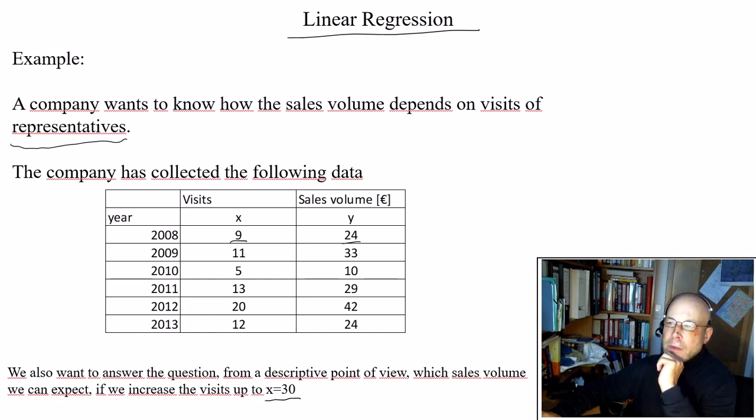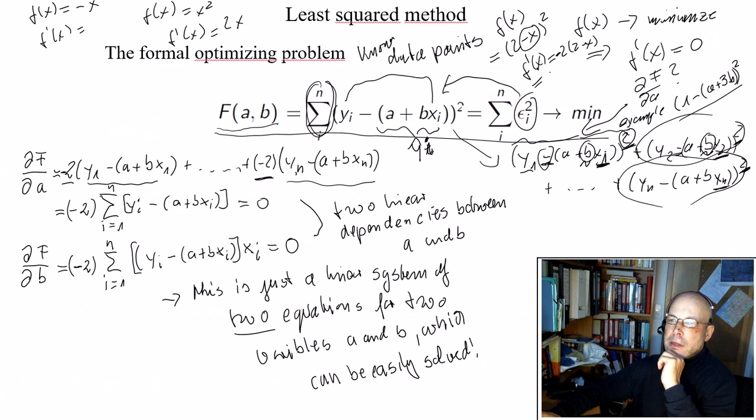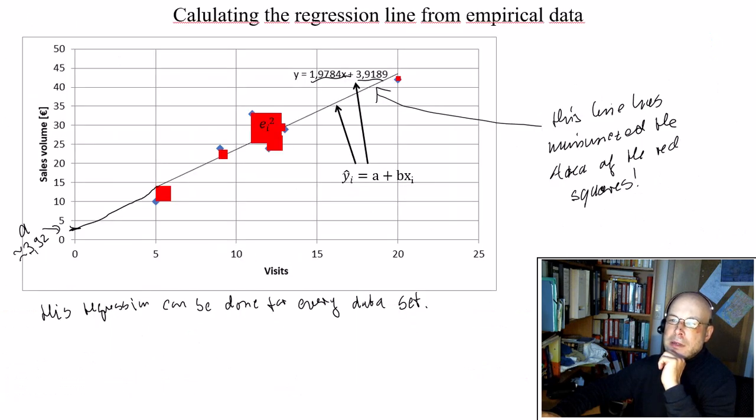Well, and if we have this historical data, we can just plot the data. This would be the blue points here. And then just by a look at the data, we see, well, there could be something: the more visits, the more is my sales volume. And then I ask, what would be the best fit for my data with an increasing linear line?